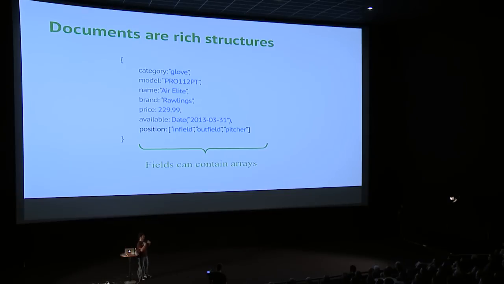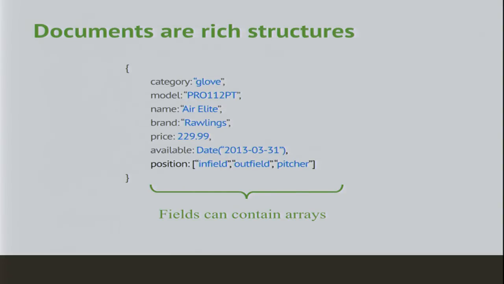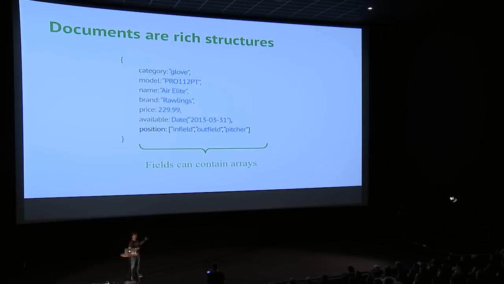You can use arrays. You can, in one single document, put a list of values inside one attribute. So in this case, the baseball glove has been designed for specific positions on the field: infield, outfield, pitcher. And you see, we put that in a simple list. Keep in mind that you will be able to query on all of these fields, including a value of an array. Give me all the gloves that are for outfield. You have the category that will be glove, and you will query on the position that will be outfield, for example. So you can do the where clause in the same concept that you do in a relational database.